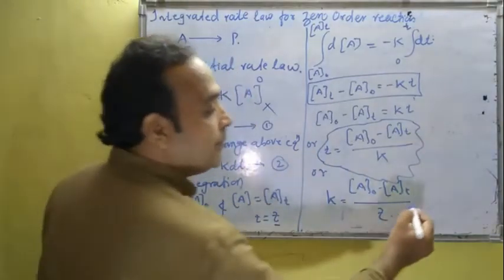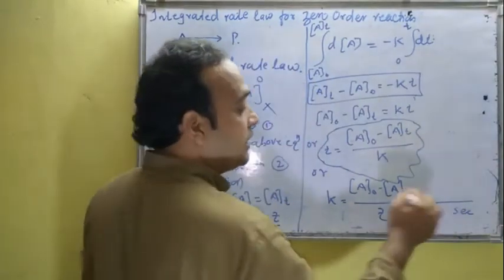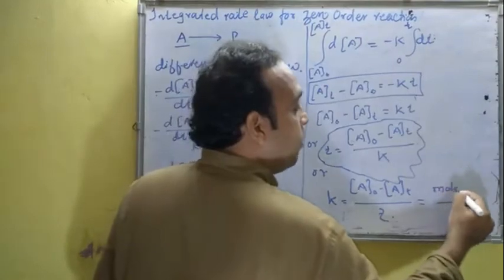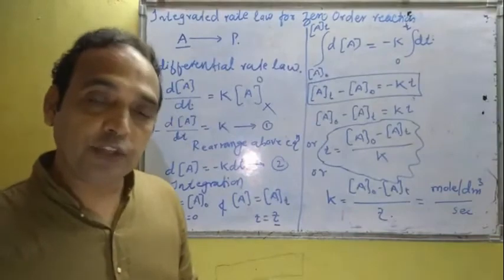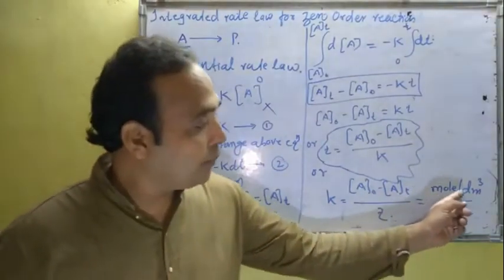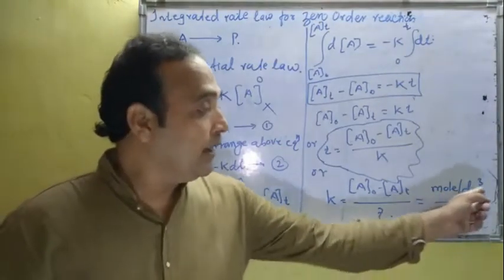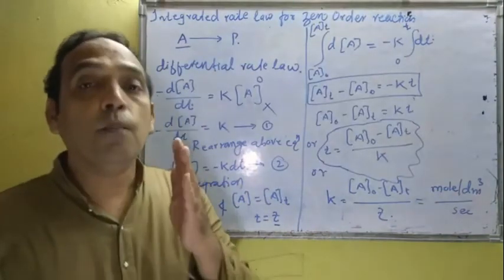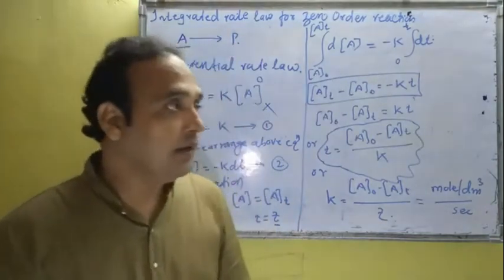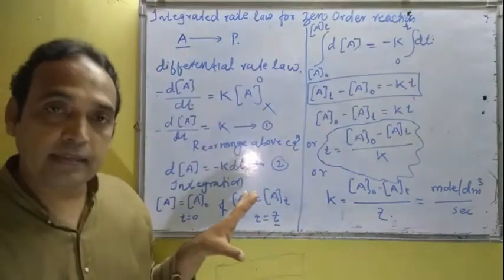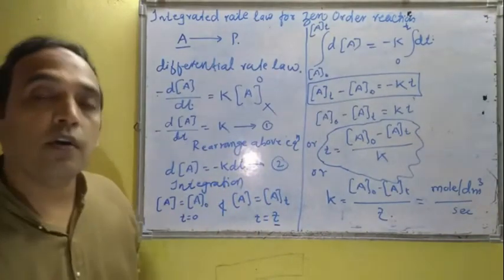Now the unit of time is second, minute, hours, and the unit for concentration is moles per dm cube. Okay, so what is the unit or dimension of zero order reaction? Moles per dm cube per second, moles per dm cube per minute, moles per dm cube per hours. So we can write here moles per dm cube per time. That is the unit or dimension of your zero order reaction. So this is simple, logical mathematics, integration to find the integrated rate equation of zero order reaction.